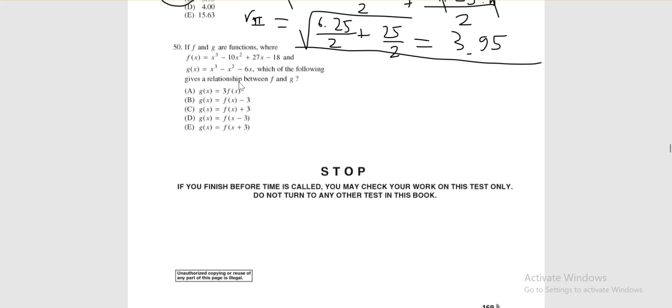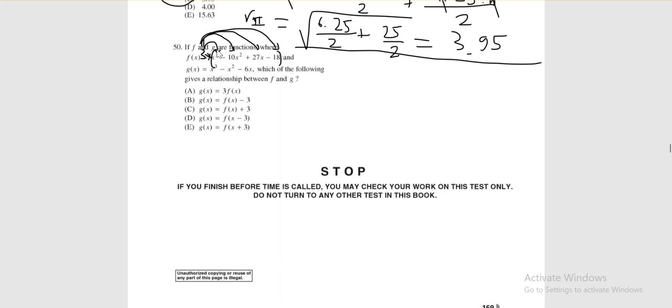Okay, so let's check all of the answer choices and see which one will transform f into g. Which operation? First one, g of x is equal to 3 times f of x. If we multiply 3 by the whole of f of x, then 3 will multiply each individual element inside the bracket, so the coefficient of each element will be multiplied by 3.